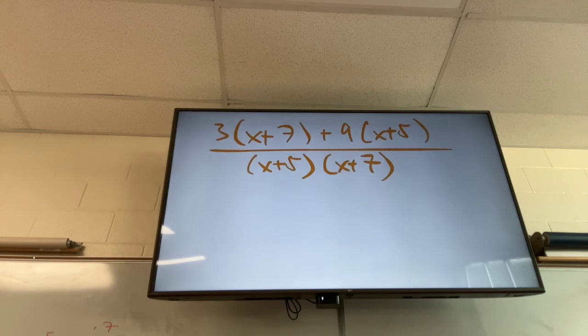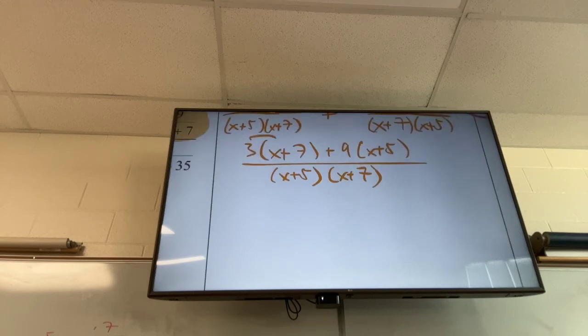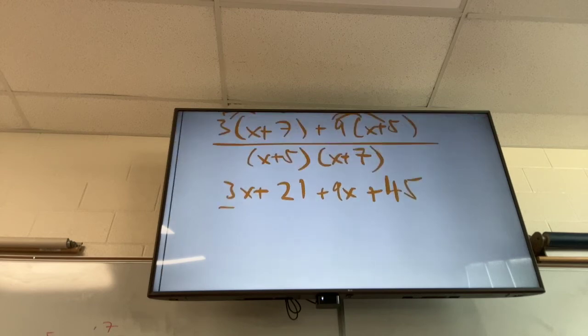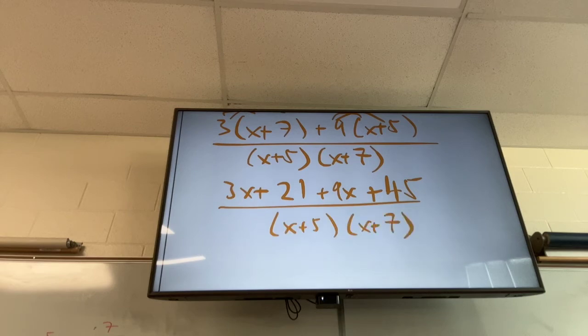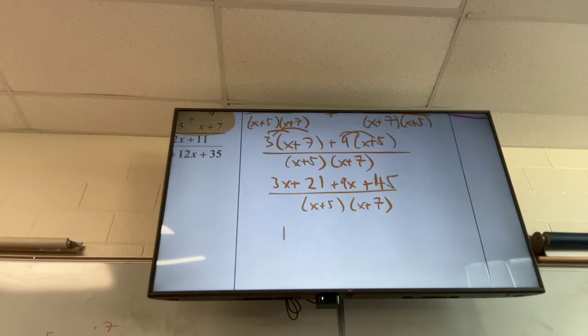What's going to help me? What's going to help my life be easier if I do it on the top? Distribute, combine, refactor, okay? So let's distribute. So I distributed. Now I'm going to combine.